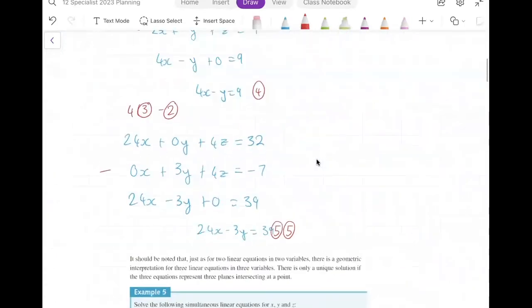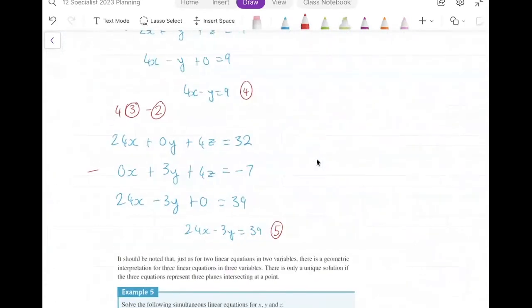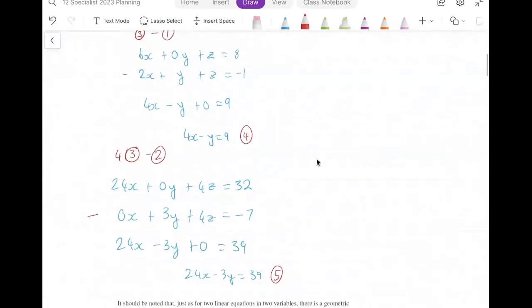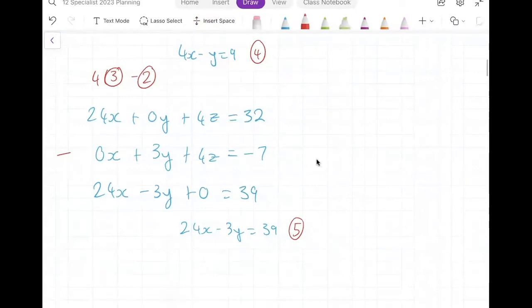So it's slightly more complex than when I do elimination method with 2 equations, just simply because I have more equations I need to process. However, the ideas are still exactly the same. So let's give myself a bit more space. So I've got these 2 equations here. I've got 4x minus y is equal to 9. I've got 24x minus 3y is equal to 39. Now, this question does just look like a relatively more familiar elimination method question.